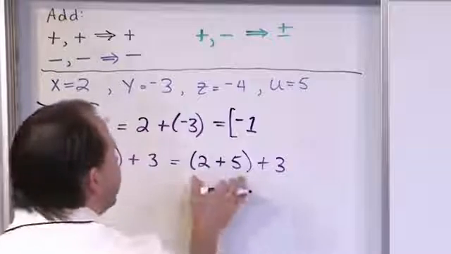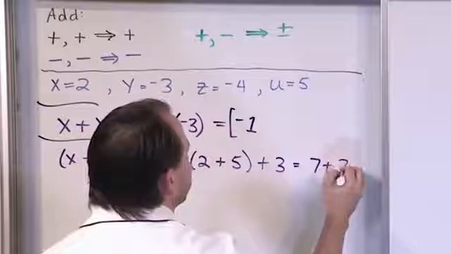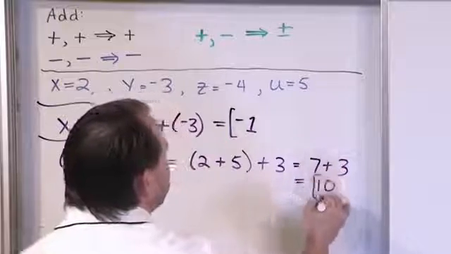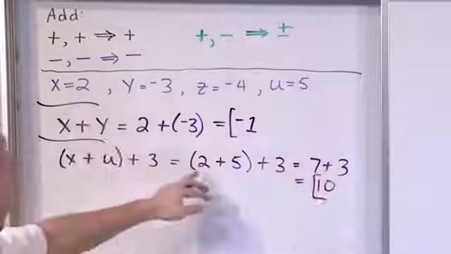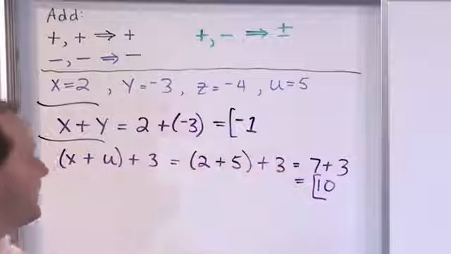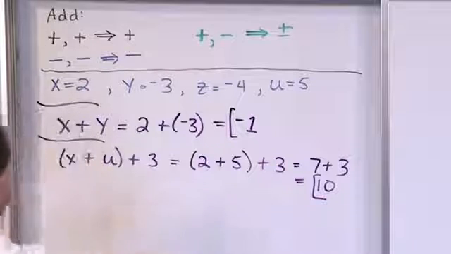2 plus 5. We always do what's inside the parentheses first. 2 plus 5 is 7, plus 3. 7 plus 3 is 10, and that is our answer. Notice we have positive plus positive gives us positive. Here we had positive plus positive, and that gave us positive. So we're using all of the rules that we have learned up to this point in algebra.